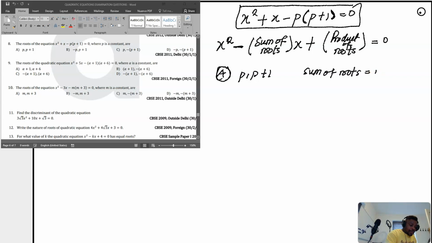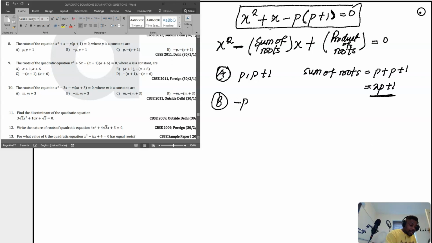If I have this together, p plus p plus 1. This is 2p plus 1. We already see that the sum of roots should give us, because this is plus, the coefficient of x is plus 1. So the sum of roots should give us minus 1, so that the minus 1 we multiply minus to get this plus 1. So we are looking for sum of roots that will give us minus 1. But this sum of roots is not giving us minus 1. So I will not even bother to do the product. So let's go to B.